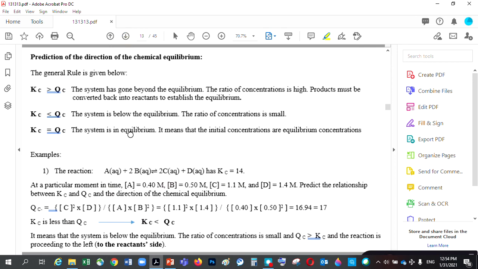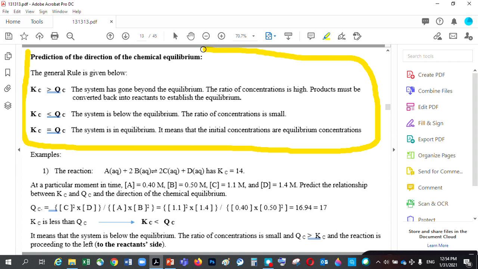Now we'll look at this, and this is very important. You might want to put this one in a flashcard, just to remember it every time. It is all about the prediction of the direction of the chemical equilibrium. So we have 3 states: Kc can be bigger than Qc, Kc can be less than Qc, or Kc equals Qc.